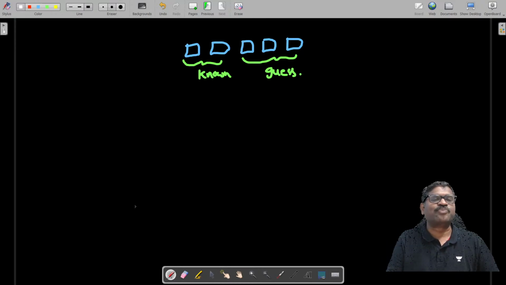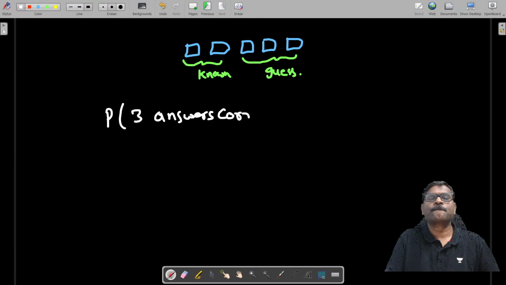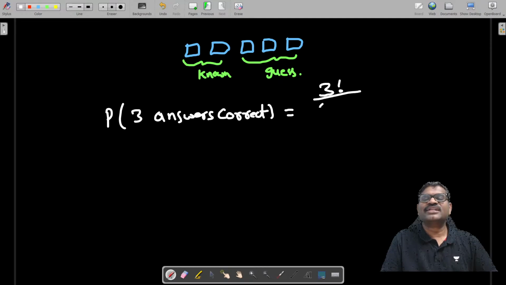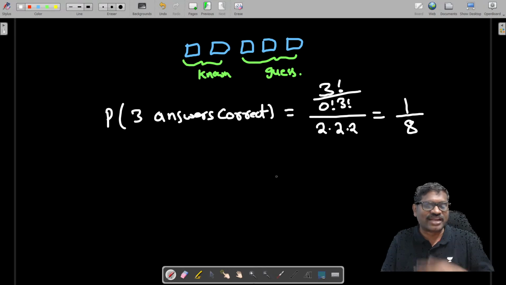What is the probability that all 3 answers are correct? The favorable case is 3 factorial by 0 factorial into 3 factorial, and since it is a true or false question, 2 into 2 into 2. So 1 by 8. Okay?